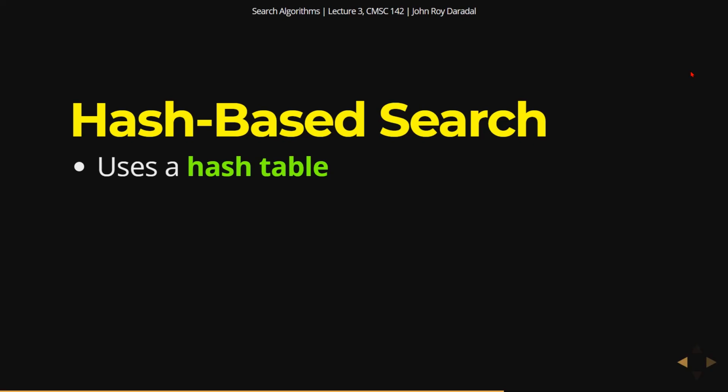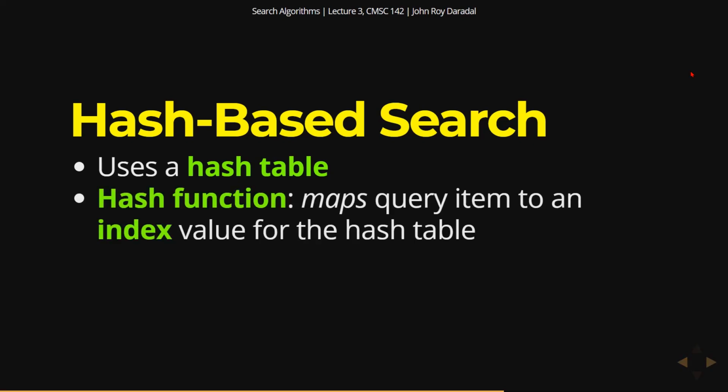Okay, so for hash-based search, we will have to use a hash table. So what is a hash table? A hash table comprises a lookup table and a hash function. A lookup table is basically just an array, and the meat of the hash table is really the hash function. The hash function will map your query item to an index value for the hash table.